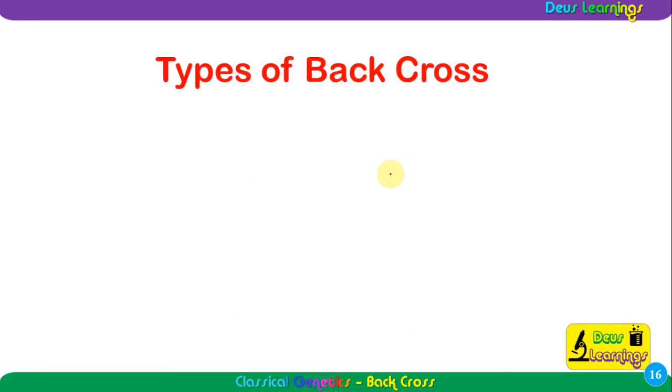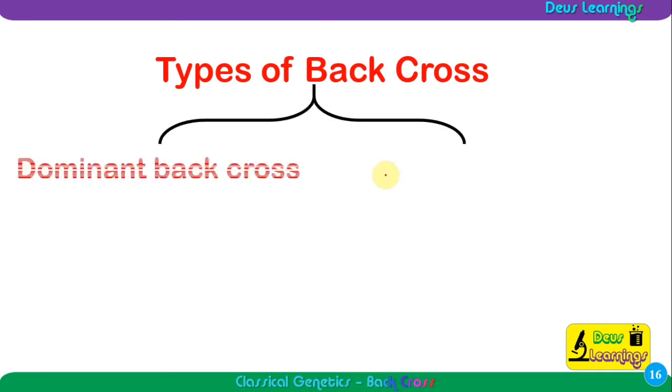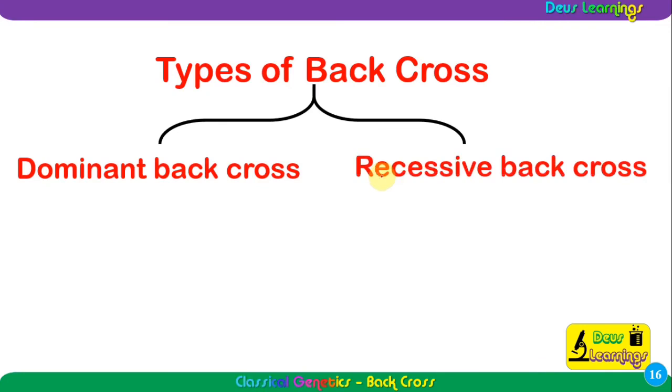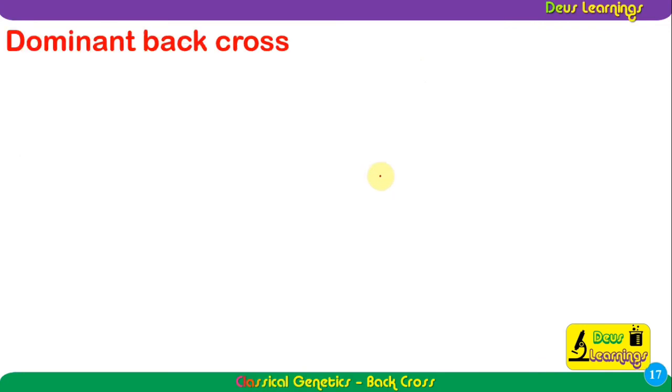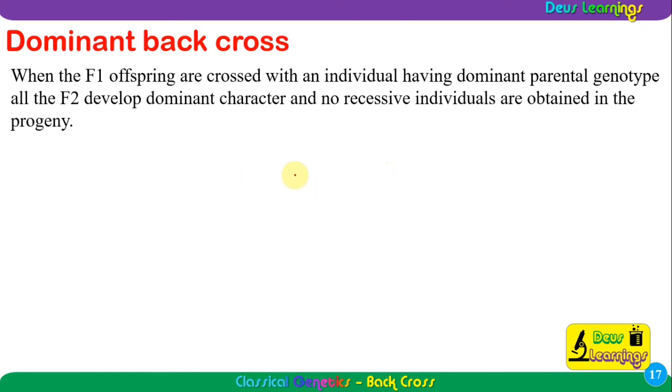Let's see the types of back cross. Back cross is generally of two types: one is dominant back cross, the other is recessive back cross. In dominant back cross, the F1 generation is crossed with an individual having the dominant parental genotype. All the F2 generation will show the dominant character and no recessive individuals are obtained in the progeny.